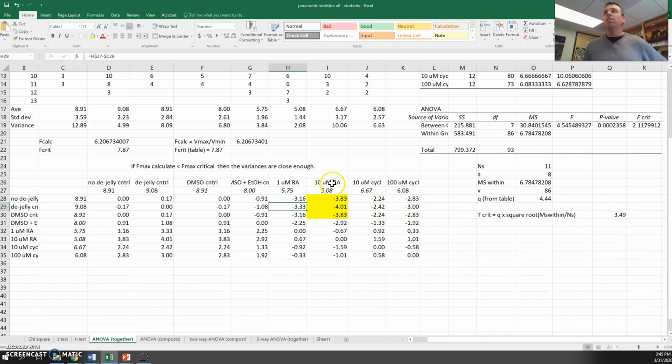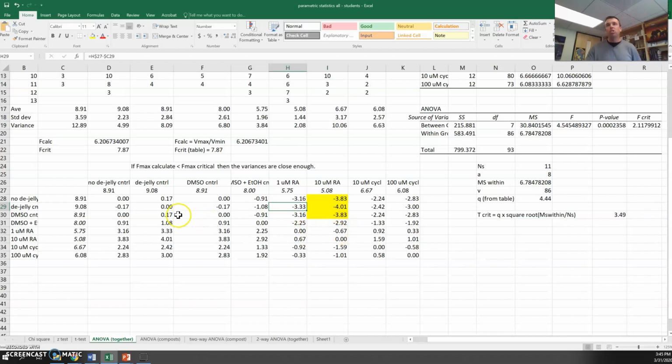So I can say that the 10 micromolar retinoic acid is significantly different from the no D-jelly control. The 10 micromolar retinoic acid is significantly different from the D-jelly control, and that group is significantly different from the DMSO control. The negatives tell me which direction. Since I subtracted this minus this, it's just negative because this happens to be smaller. So I can take that a step further and say the 10 micromolar retinoic acid group is significantly shorter than the D-jelly control group, and so forth.